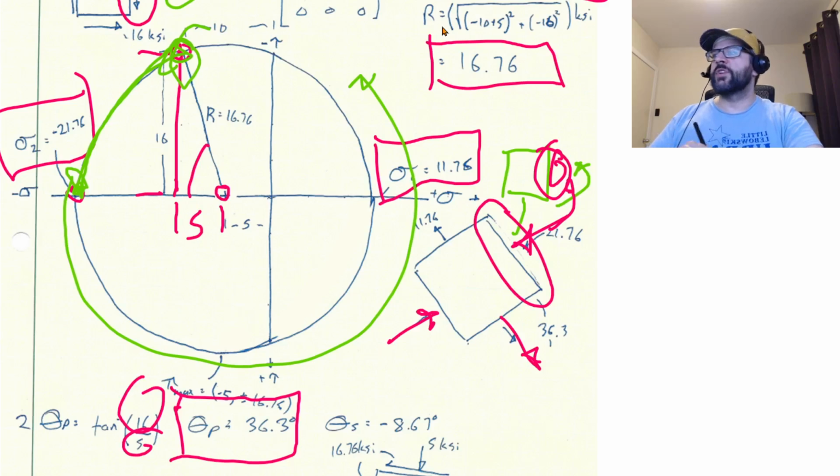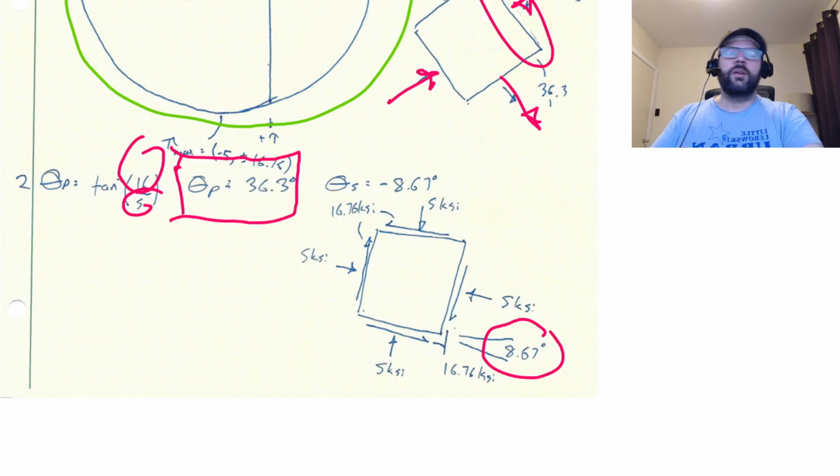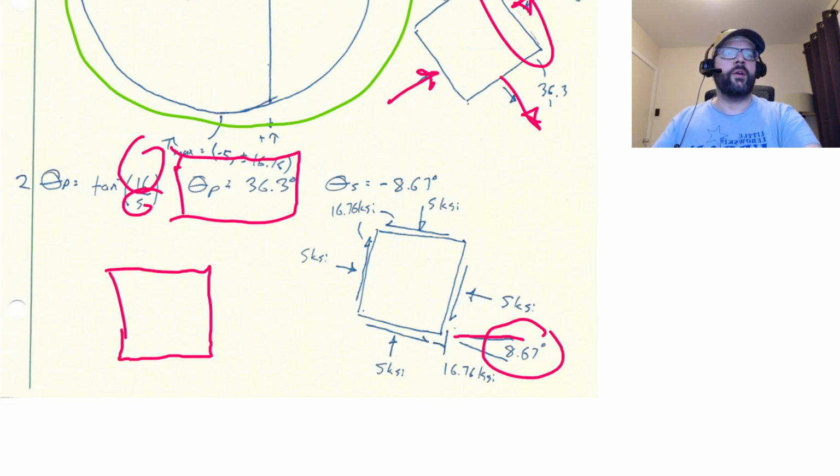And then for our maximum shear, again, the amount that we need to rotate is just 45 degrees off of that. So 36.3 minus 45 degrees gives us 8.7 degrees. 8.67 I put here, but anyway, 8.7 degrees is going to be how much we need to rotate our square clockwise in order to get to where our maximum shear is.